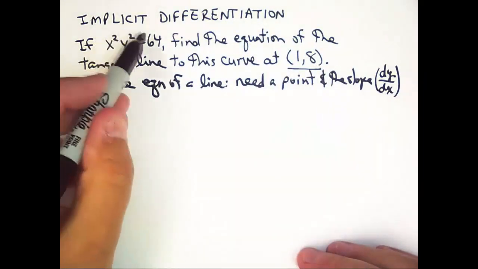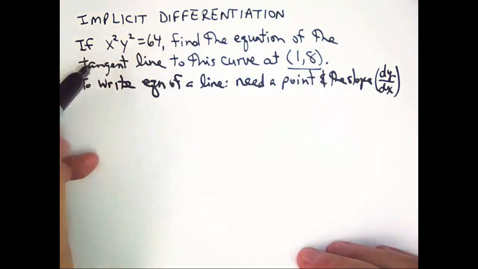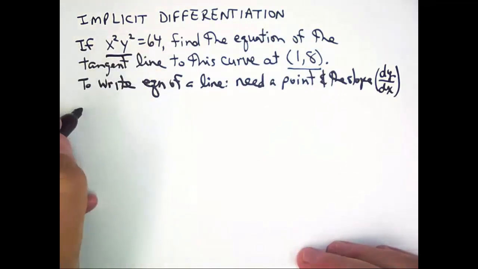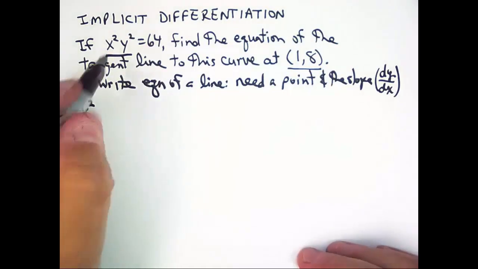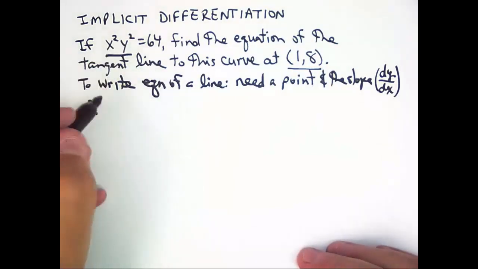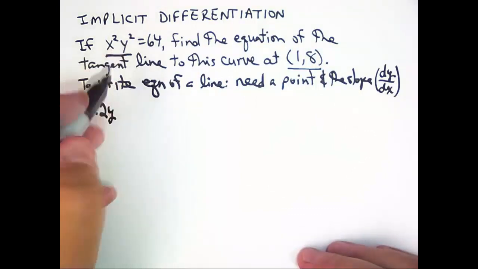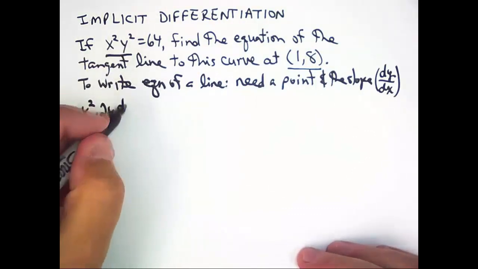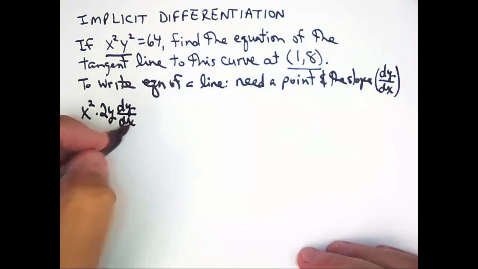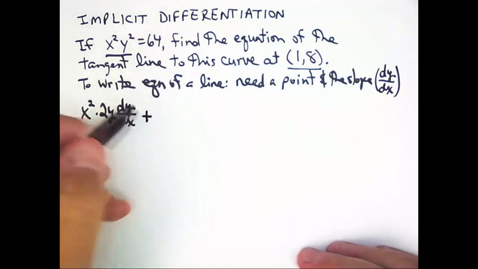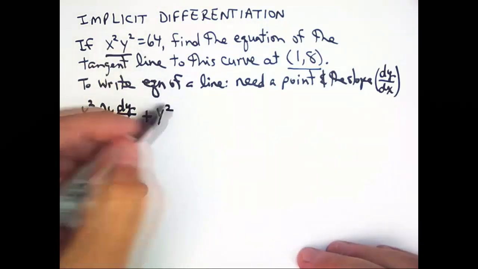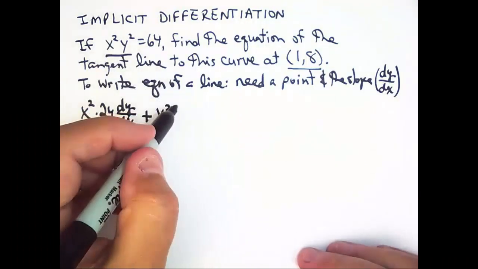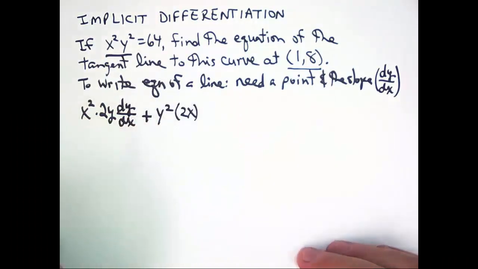So if we go back to this problem, we're going to use the product rule on the left-hand side. So you've got the first factor, which is x squared, times the derivative of y squared, assuming y is a function of x. That'd be 2y to the first, but then you've got to come back by the chain rule and take the derivative of y, which is dy over dx. Plus, now you reverse it, you take the y squared, and you multiply by the derivative of x squared, which is 2x.